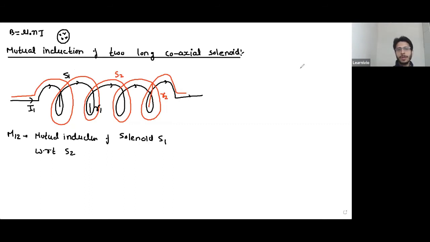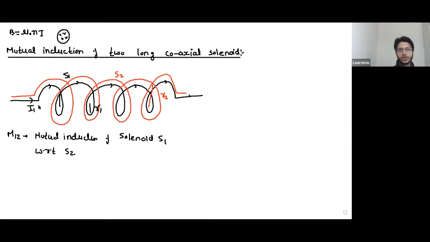The working formula here is phi is equal to M I. That's it. Where phi is flux, M is a constant, coefficient of mutual induction, and I is the current. So you haven't missed much. You just have missed a very small topic. What is mutual induction? That's it.